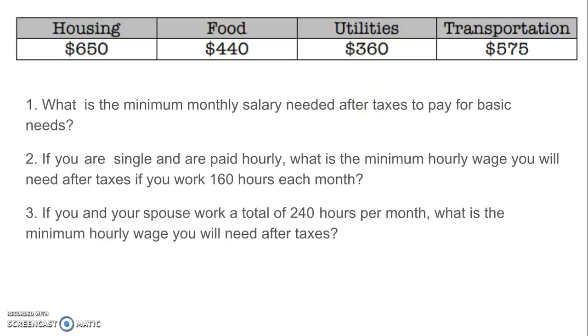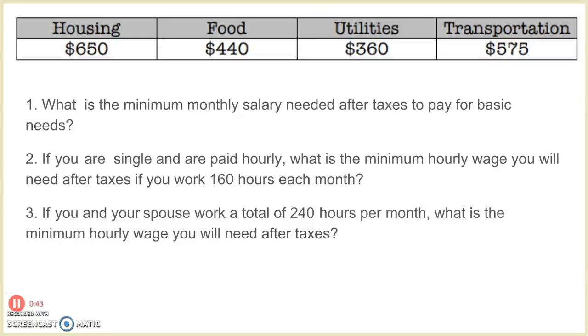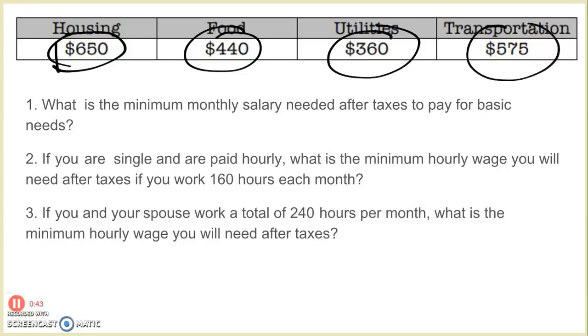For the first 3 questions, we have a table that shows us the amount that is paid for each expense. Number 1. What is the minimum monthly salary needed after taxes to pay for basic needs? So in order to figure out the minimum monthly income needed, what should we do? We should add. So let's go ahead and add up all of these numbers. 650 plus 440 plus 360 plus 575.